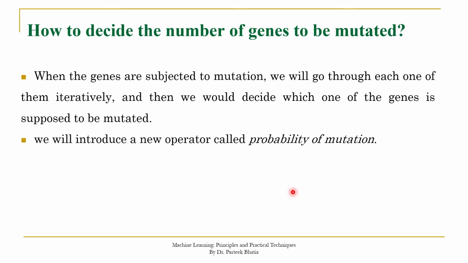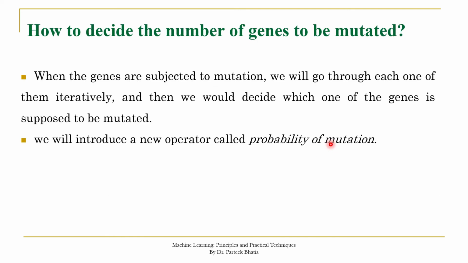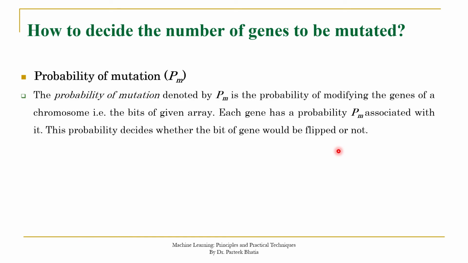In order to dig deep into the algorithm, the first important step is to understand how to decide the number of genes to be mutated. Because in this example you can see only one gene is mutated, while in this one 2 genes are mutated. Similarly, we can mutate 3 or 4 genes. So how to decide the number of genes to be mutated? To decide this, we have a concept called probability of mutation. This probability of mutation decides whether a particular gene will be mutated or not. So probability of mutation is going to play a vital role in implementing this process.